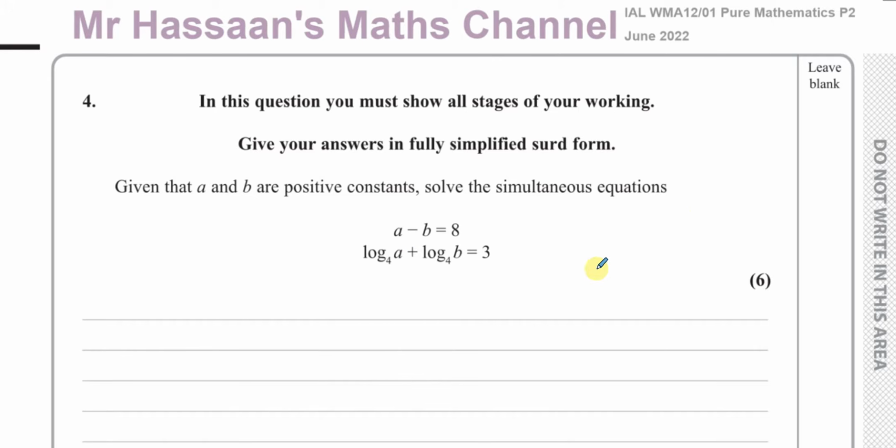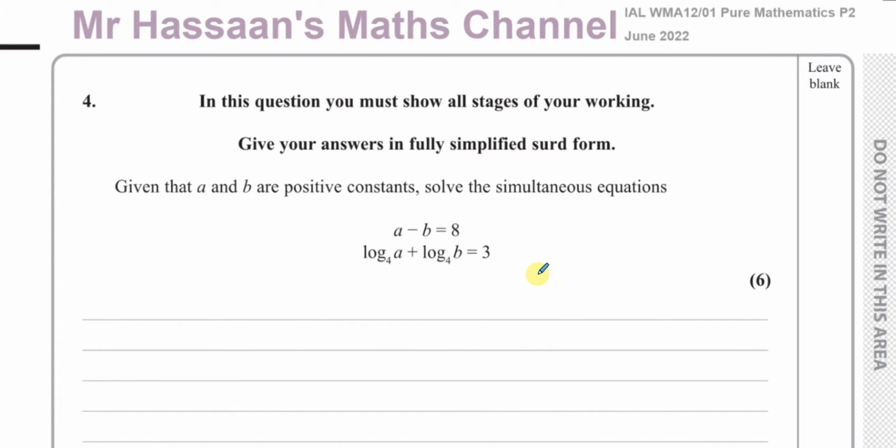I'm now answering question number 4 from the June 2020 International A-Level Pure Mathematics P2 Edexcel paper, and this question is about logarithms. It's a slightly different style of question than you might be used to, but it's pretty simple. Basically, you've got two equations. One of them is in the form of a minus b equals 0. A and b are positive constants here, and you've got another equation which we have to solve simultaneously with the first one, where you've got a and b in terms of log to the base 4.